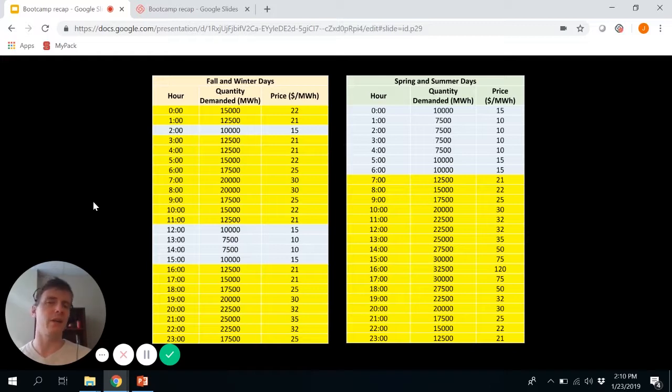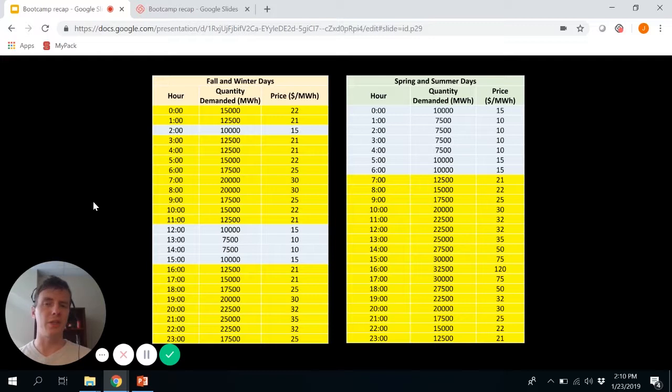We've highlighted it yellow. And then for every hour in which the price is less than $20, we're going to assume that the plant's going to be off. And in every case here, we've left those lines unhighlighted. So this gives you a sense for during which periods of the day and how often during these two types of days, fall and winter days, and spring and summer days, this plant would be active.